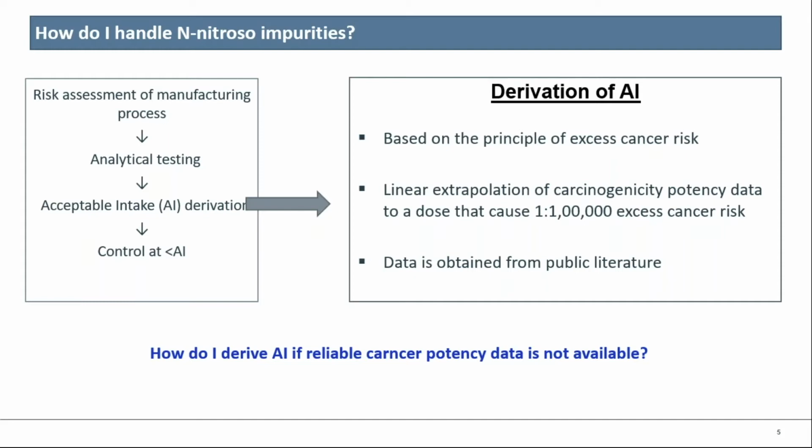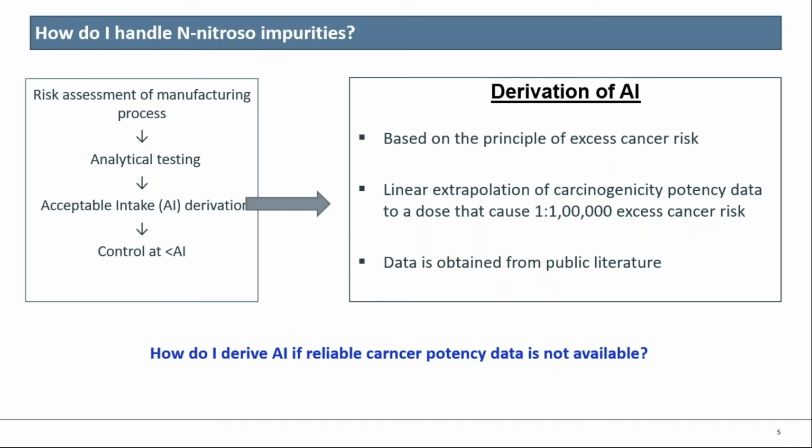So that means the mutagenicity or DNA reactivity follows a non-threshold dose response. So that means there is no dose that is considered free of cancer risk. Theoretically speaking, even a single molecule of a nitrosamine, for that matter, any mutagenic DNA reactive compound, is associated with some level of cancer risk. And therefore, it's not possible to identify a dose that's completely free of cancer risk. And that's the reason a methodology called excess cancer risk is adopted.